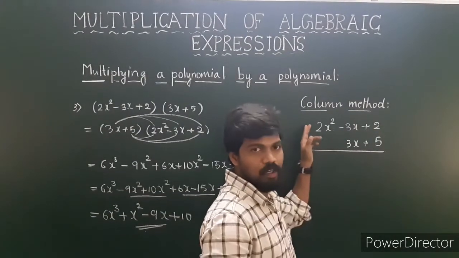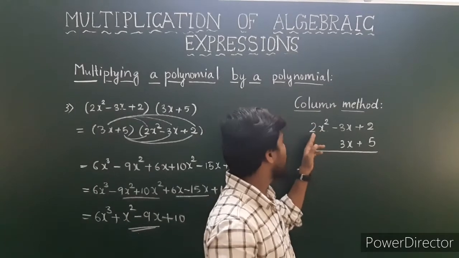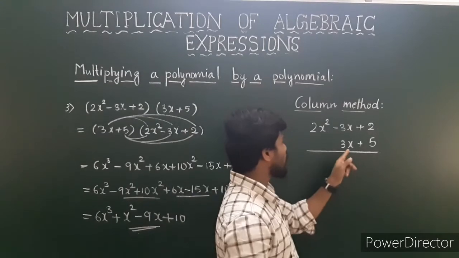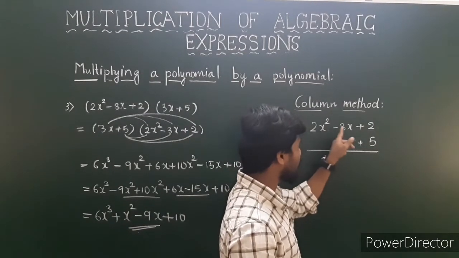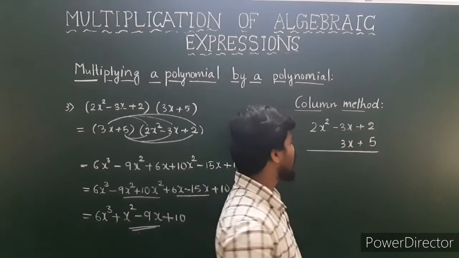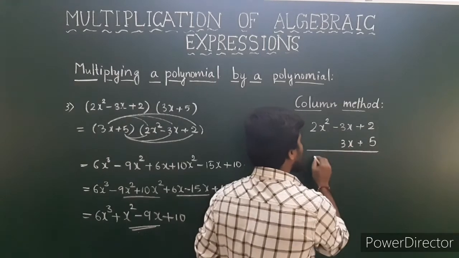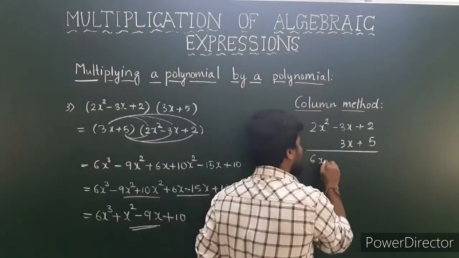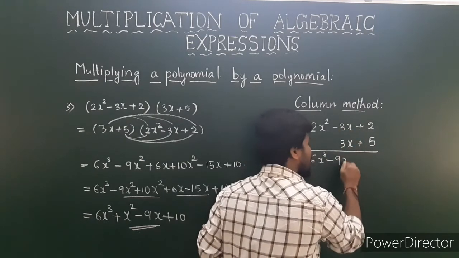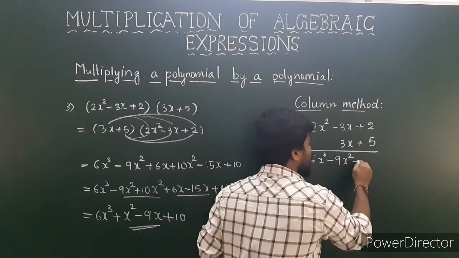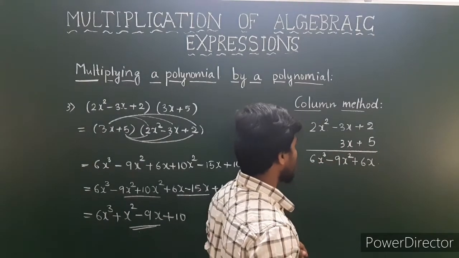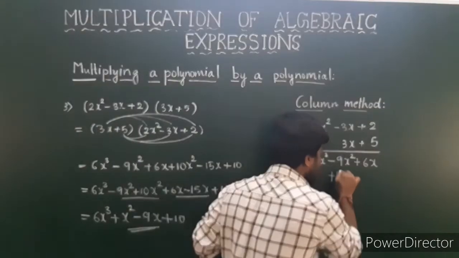So the same problem now you do in the column method. 2x square minus 3x plus 2 into 3x plus 5. First you multiply 3x to 2x square minus 3x plus 2, then 5 to 2x square minus 3x plus 2. First, 3 2s are 6, x into x square, you get x power 3. Minus 3 into 3 you get minus 9x into x square. 3x into 2 you get 6x. Now 5, 5 2s are 10x square, so plus 10x square.